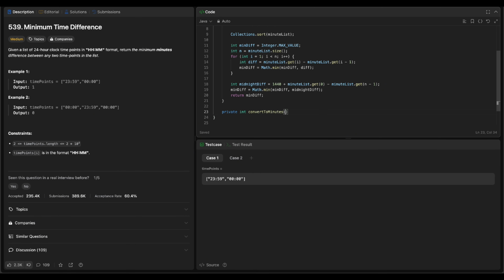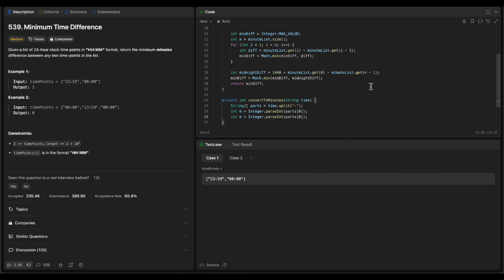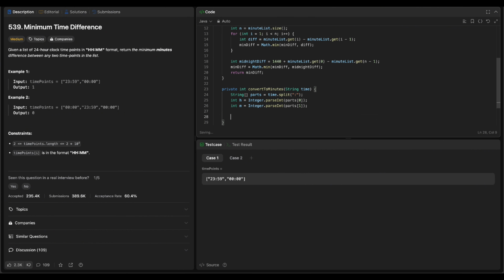Now let's write our convertToMinutes function. It takes in time and returns integer minutes. First, let's split the time string around the colon. So we will get two parts. The first part will be the hours part. We convert it to integer. The second part will be the minutes part. We also convert it to integer. And finally, we return hours times 60 plus minutes. So that will give us our time in minutes.